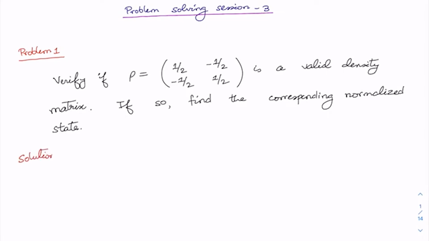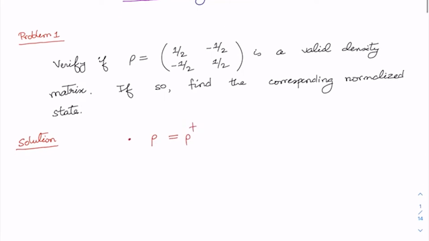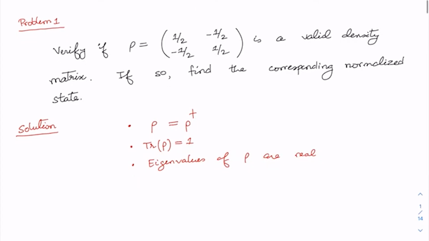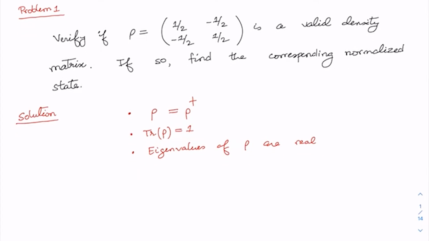We know that the matrix rho would be a valid density matrix provided it satisfies certain conditions. For example, the matrix rho has to be Hermitian. Another condition is the trace of rho has to be equal to 1, and eigenvalues of rho have to be real. Let us check one by one whether these three conditions are satisfied by the given matrix.